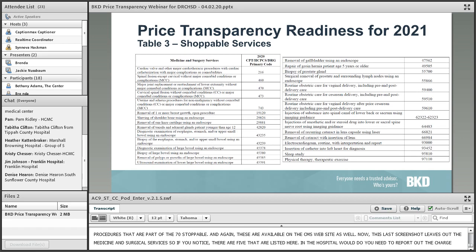Now this screenshot is for the radiological procedures that are part of the 70 shoppable. And again, these are available on the CMS website as well.